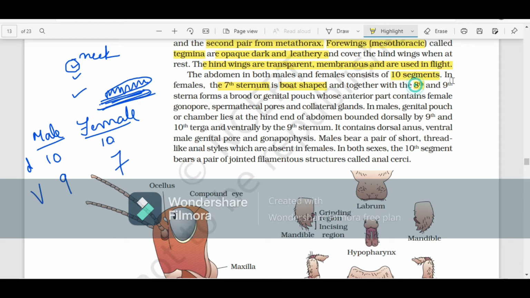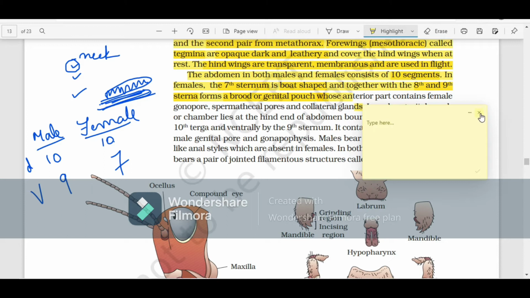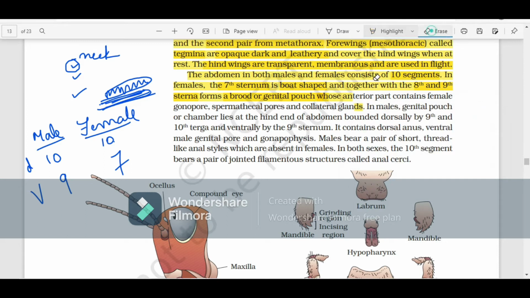Together with the 8th and 9th sterna, it forms the brood or genital pouch. The brood pouch is formed by the fusion of the seventh, eighth, and ninth segments. So there's a brood of the genital pouch whose anterior part consists of the female gonopore.